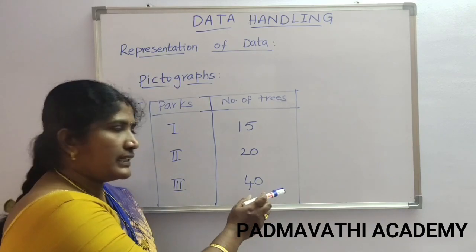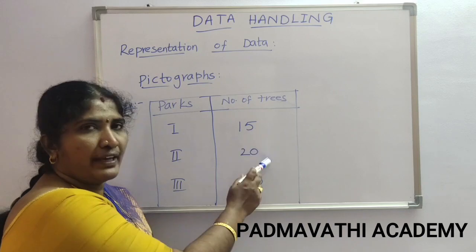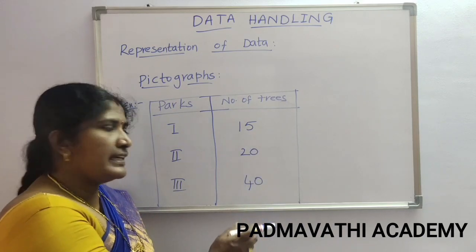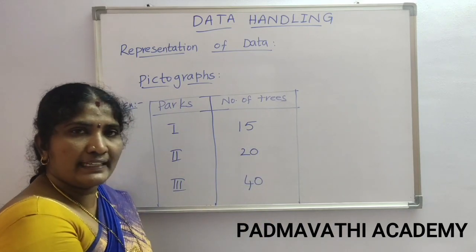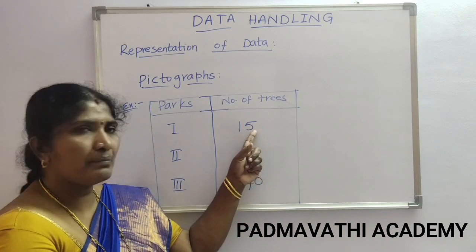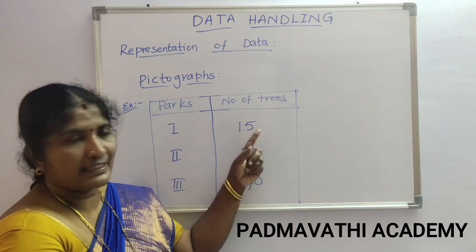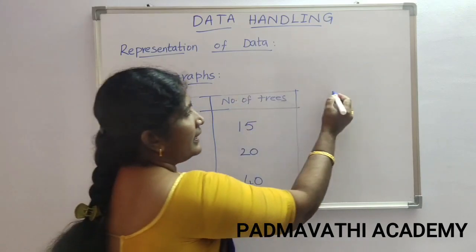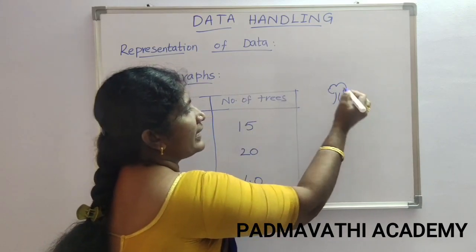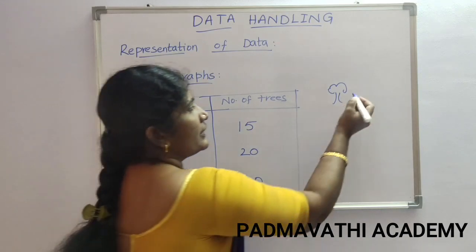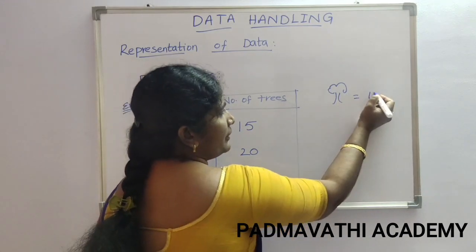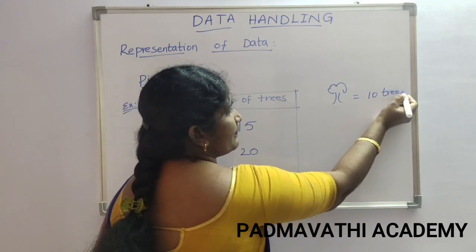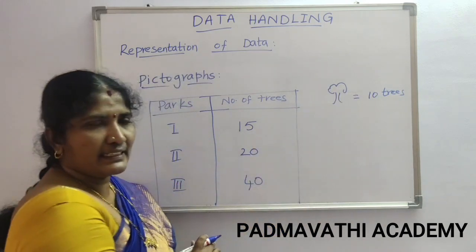Here the greatest common factor is 5. And here we can easily take 10 also. Scaling 10 we can take, because 5 is half of 10. Then here you want to take a scale. Now it is trees, so we can take a tree picture like this. One picture is equal to, here I am taking 10 trees.